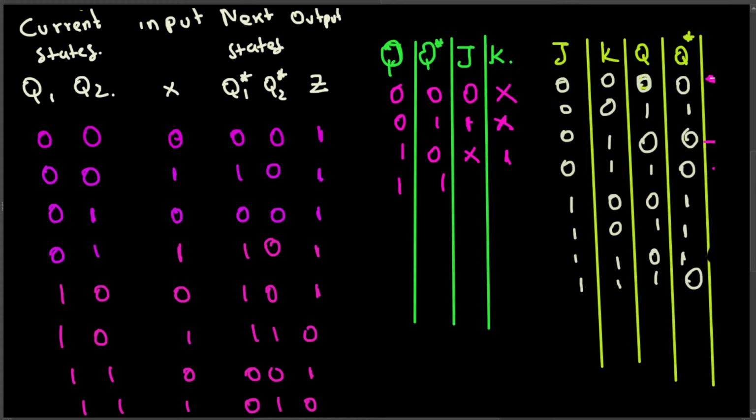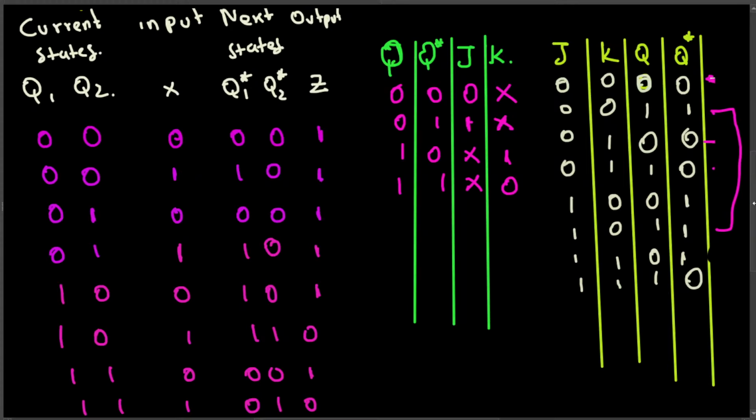Let's look at the 1, 1, here and here. For these two, we have J is 0 and 1, K is 0, 0. So who cares what J is? K is always 0. So J is don't care and K is 0. Okay, this is the behavior.